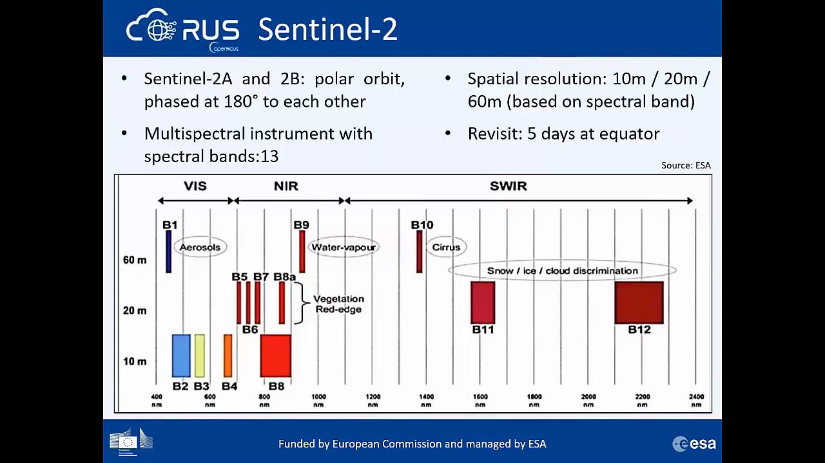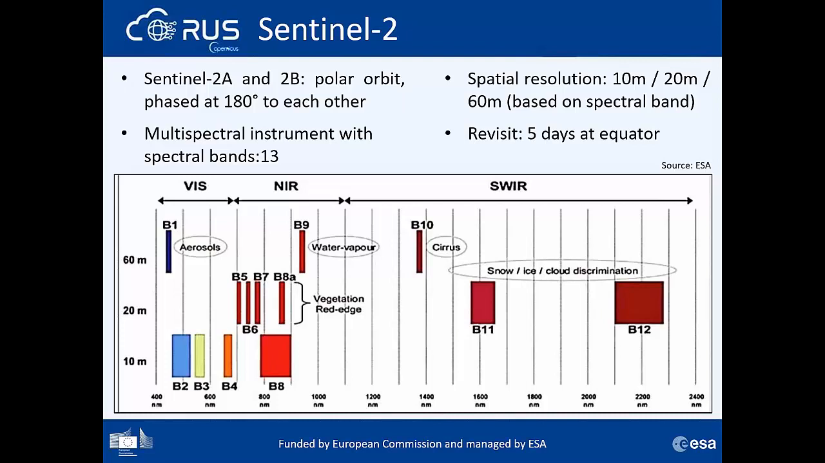So Sentinel-2 is an optical sensor in a polar orbit. It is a constellation that consists of two satellites, Sentinel-2A and Sentinel-2B, which are phased approximately 180 degrees to each other. And it is a multispectral instrument with 13 bands of different resolutions. So we have the bands in the visible part of the spectrum, plus the wide near infrared band, band 8, at 10 meter resolution. Then we have the red edge bands and the shortwave infrared bands at 20 meter resolution. And then we have the atmospheric correction bands at 60 meter resolution.